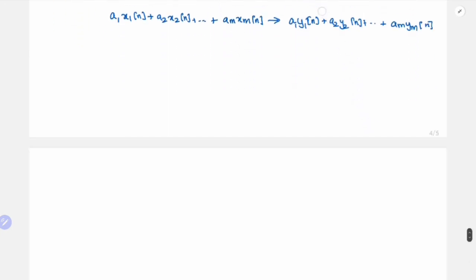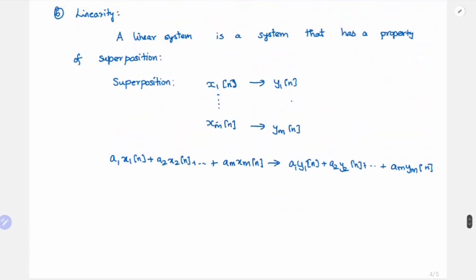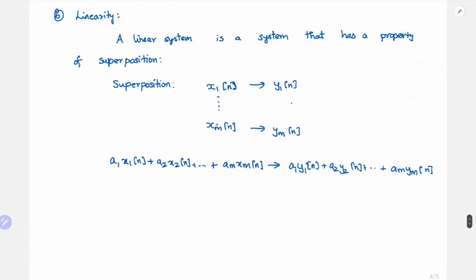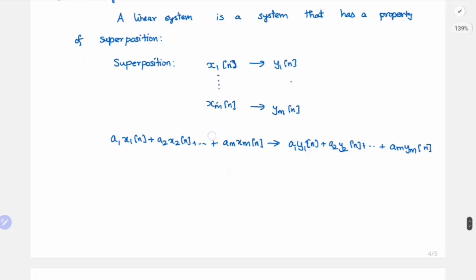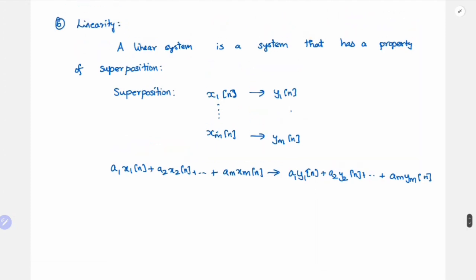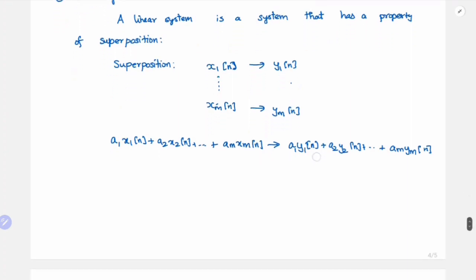So if this is true, then we can say the system is linear, and this property is called the superposition, right? So the statement goes as this: if the weighted sum of inputs is equal to the weighted sum of respective outputs, right? x1 gives y1, x2 gives y2, and this property is the superposition property, and the system which is satisfying this is called a linear system.